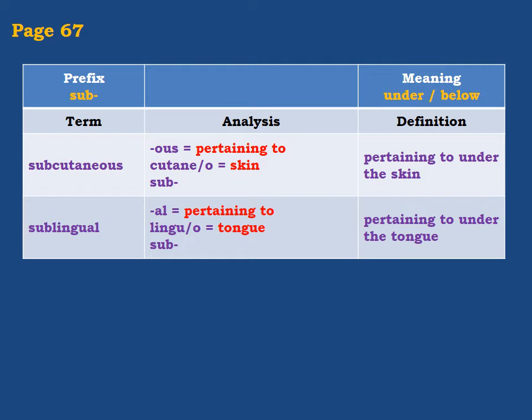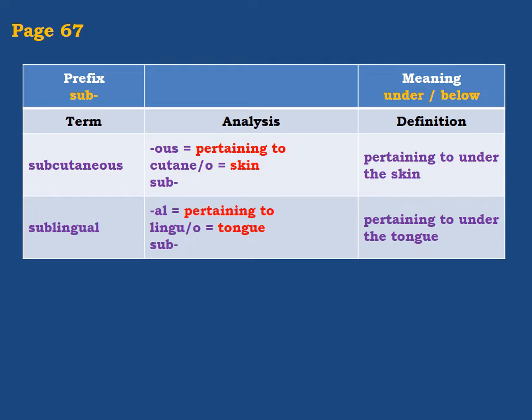The next prefix we have is sub, and sub means under or below. The first term we have is subcutaneous. OUS, you know that, pertaining to. Cutane means skin, and sub, of course, means under or below. So the meaning is pertaining to under the skin.